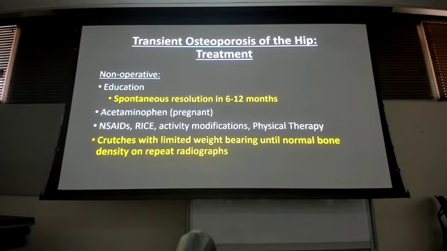All right, crutches with limited weight bearing until normal bone density on what? Is it an MRI? No. It is repeat radiographs. I already explained this concept. Even if you get a CT scan to help with your diagnosis, are you going to keep repeating a CT scan? No, you're going to repeat the radiographs and look for those changes. Usually in what interval?